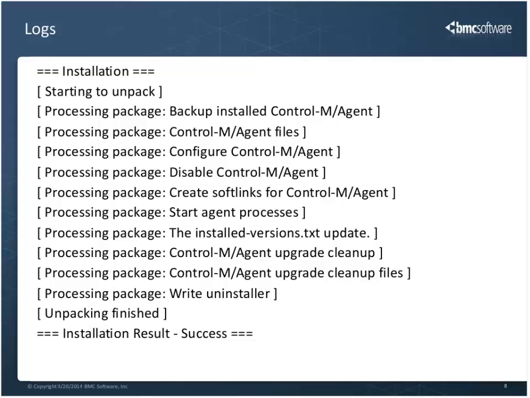The old agent AT and AG processes are shut down after the Control-M server has been informed that the upgrade is started. Running jobs aren't impacted in any way by this. The new agent code is enabled. The new AG and AT processes are started.